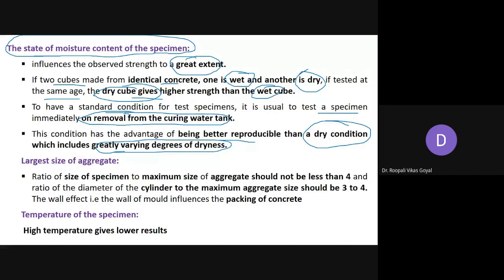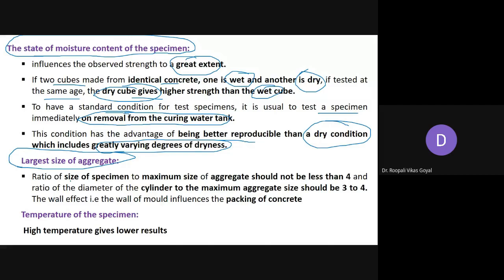Okay, then largest size of aggregate. This is also very important, and as you know, in each case when we were discussing specimen size, it was all dependent upon the aggregate size. 20 mm से ज़्यादा aggregate का size है तो आप ये specimen use करो, 20 mm से कम का aggregate size है, you can utilize this 10 by 10 by 10 cube. And बीम में भी आपने देखा कि 10 by 10 by 50 cm, that beam specimen. So these are all affected by the size of aggregate.